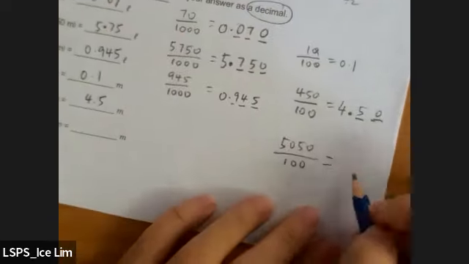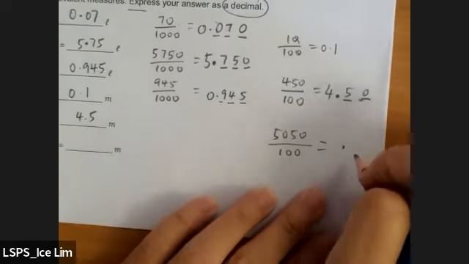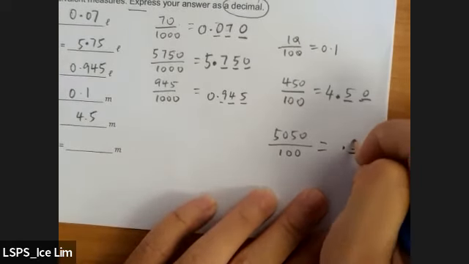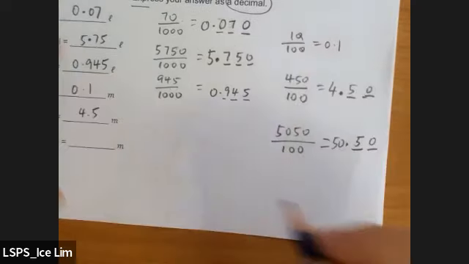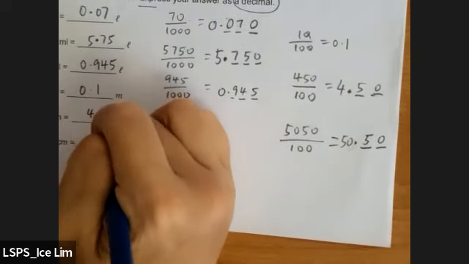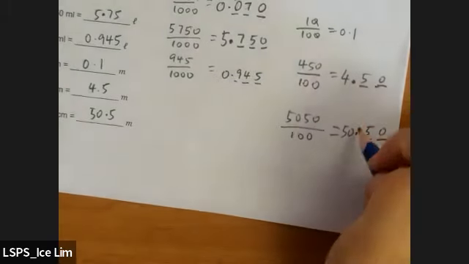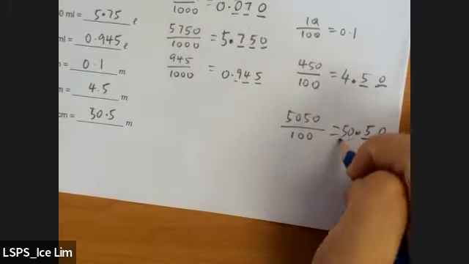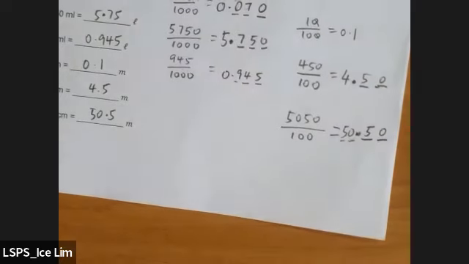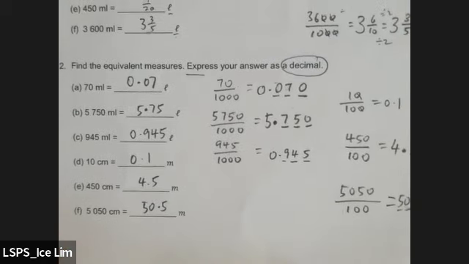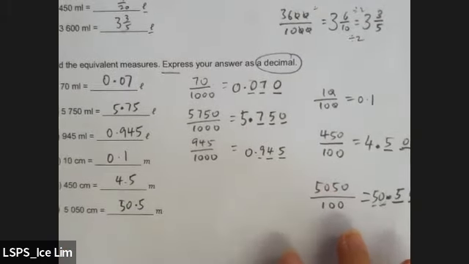So 0.2 spaces. So from the back, 0.5, 50.5. I answered the question already. Yes, 50.50 is okay. Okay, that's it.